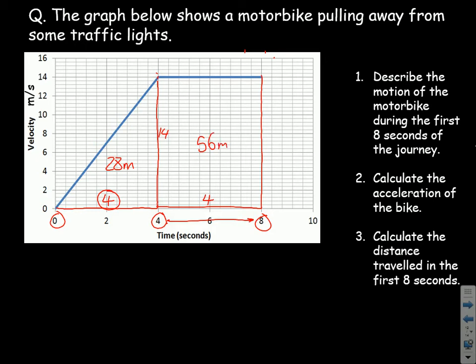Okay, so then to calculate the distance of the motorbike for the entire journey, we need to add the 28 and the 56. So total distance is 28 meters plus 56 meters, which is 84 meters. So that is the total distance travelled by the motorcycle.